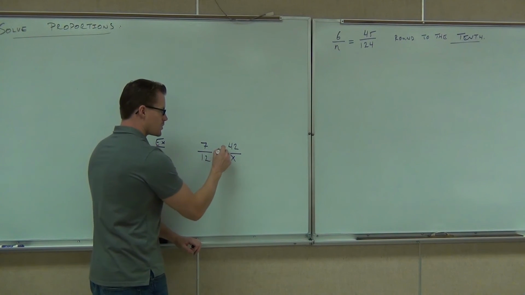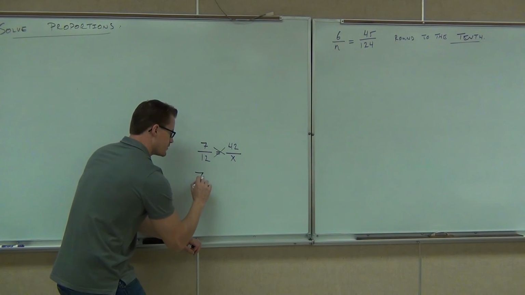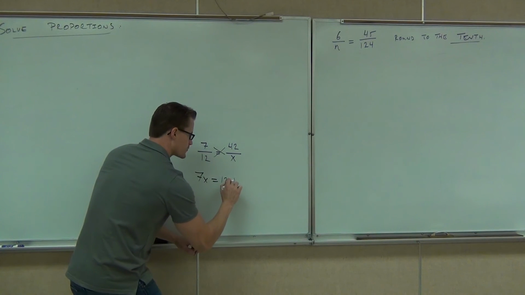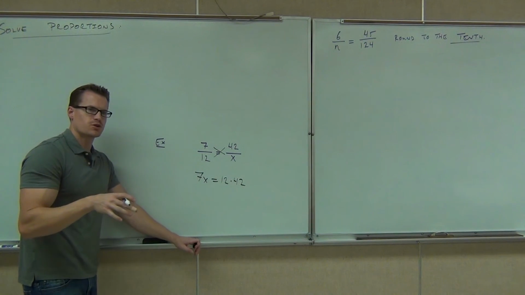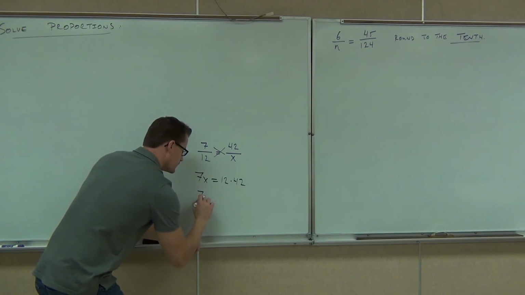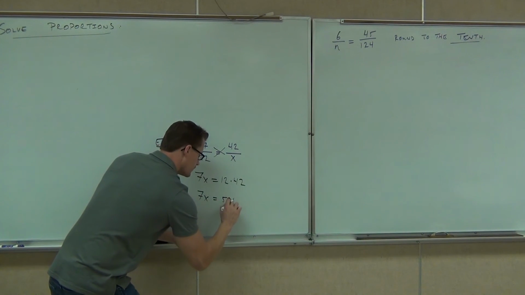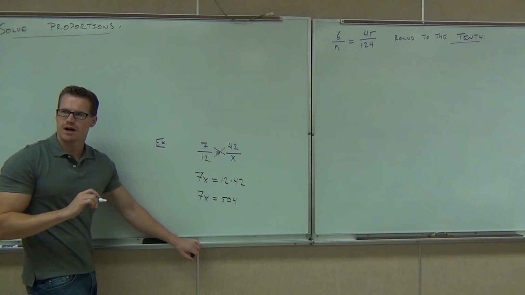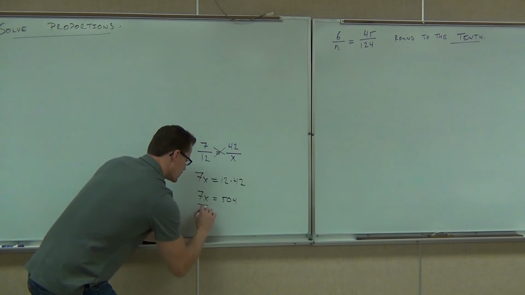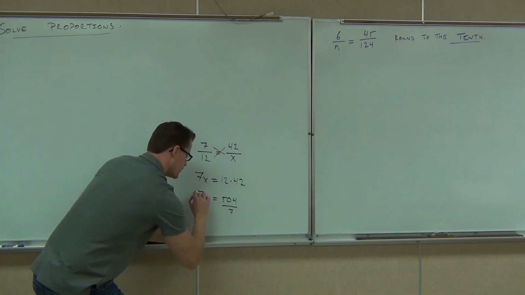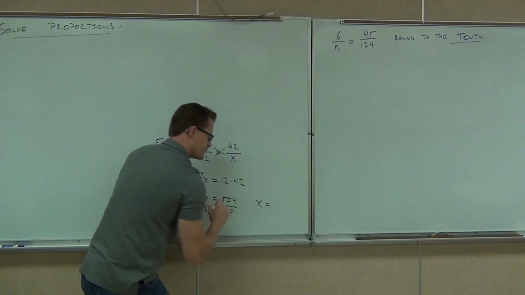If we do our cross product, hopefully on your paper you have 7x equals 12 times 42. You do that 12 times 42 on your calculator, how much are you going to get? 504. How are we going to solve 7x equals 504 then? Divide by 7. Sure. How much is 504 over 7? 72. Exactly? Yes.